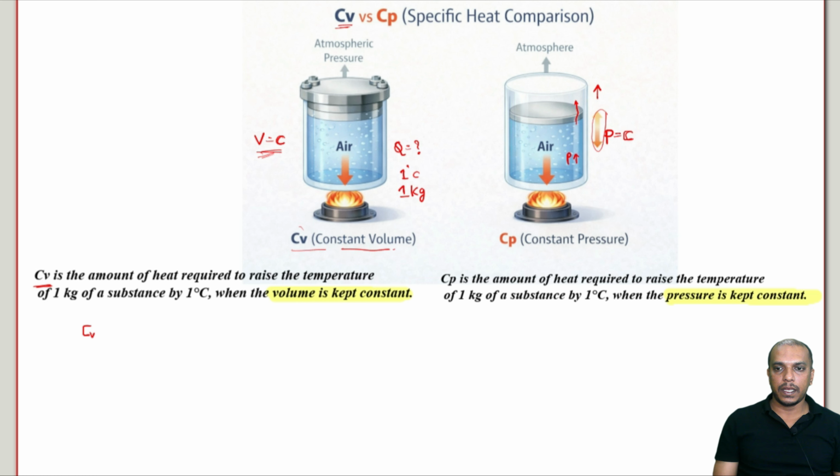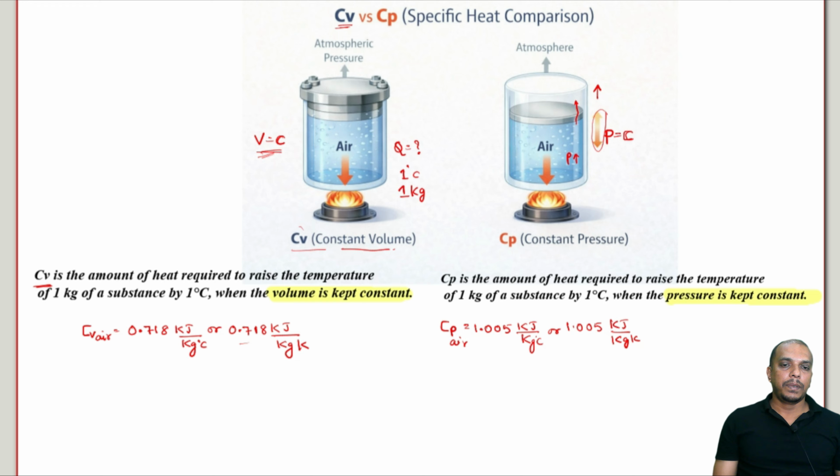So CV of air is found to be 0.718 kilojoule per kg degree Celsius or kg Kelvin. You need not convert here; both are the same, kilojoule per kg degree Celsius and kg Kelvin. On the other hand, CP is 1.005 kilojoule per kg degree Celsius or 1.005 kilojoule per kg Kelvin. So this is for air.